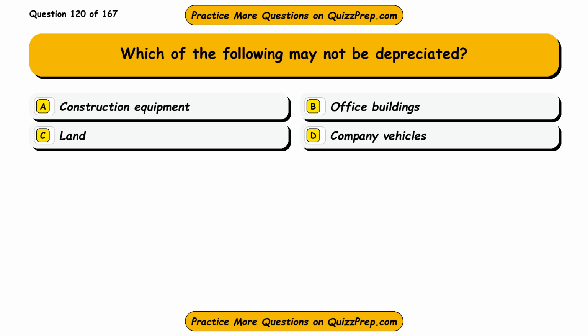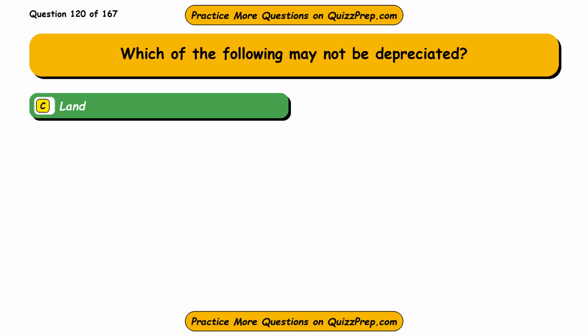Question 120. Which of the following may not be depreciated? Option A, construction equipment. Option B, office buildings. Option C, land. Option D, company vehicles. The correct answer is option C, land.